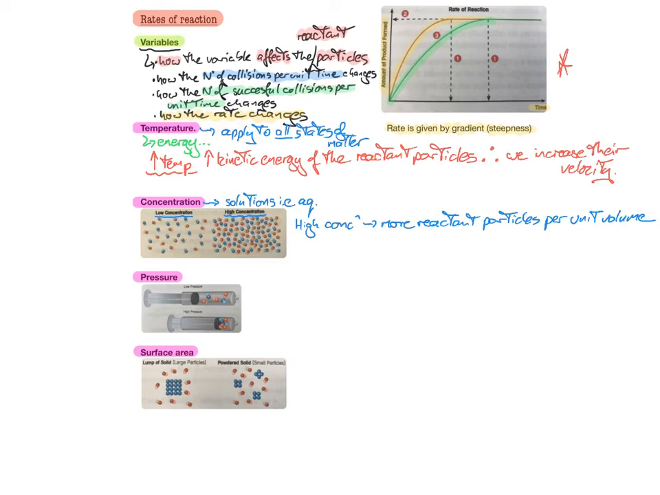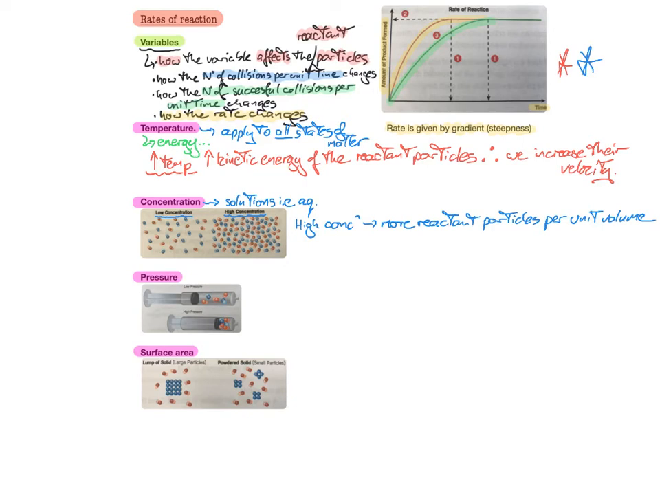So if we look up at the top, which line would be the higher concentration? The purple overlaid with yellow would be the higher concentration. The green overlaid line would be the lower concentration. Why? Because at lower concentration, we will have less reactant particles per unit volume, we will have less collisions per unit time, less successful collisions per unit time, and a lower rate, which means a shallower gradient, a less steep gradient.